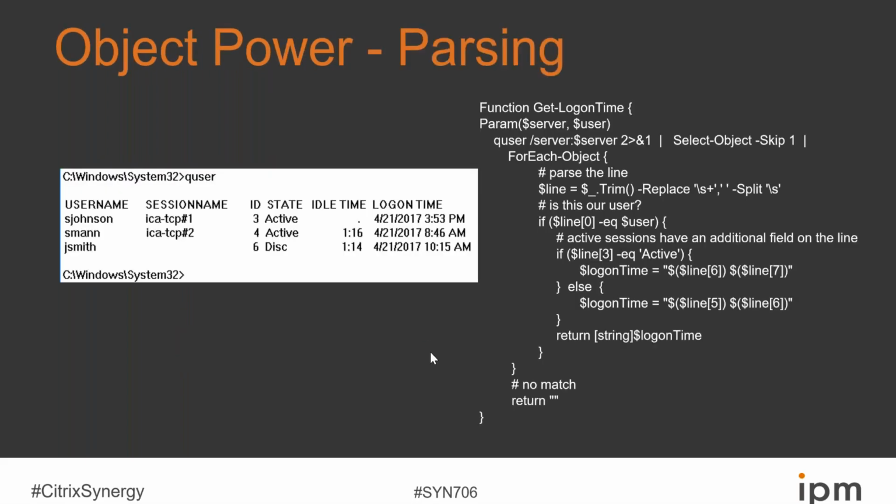So we mentioned that PowerShell's power comes from objects. So what do I mean by that? Well, let's take a look at the command QUser. QUser retrieves a list of user sessions on a particular machine.